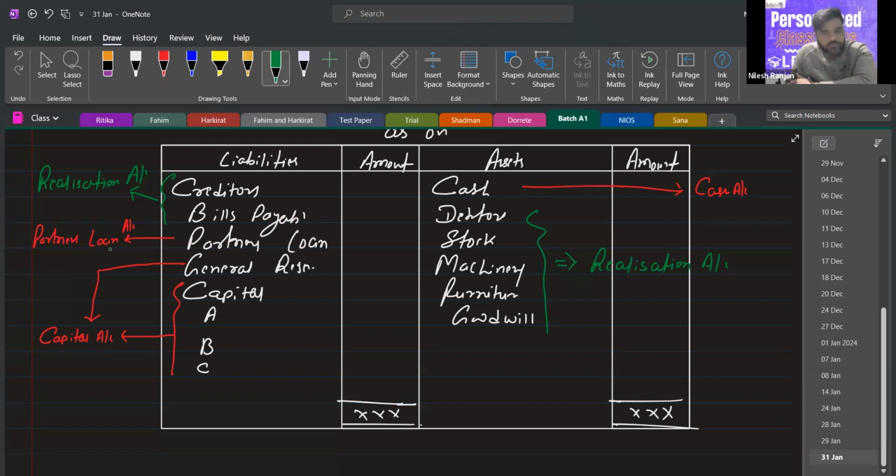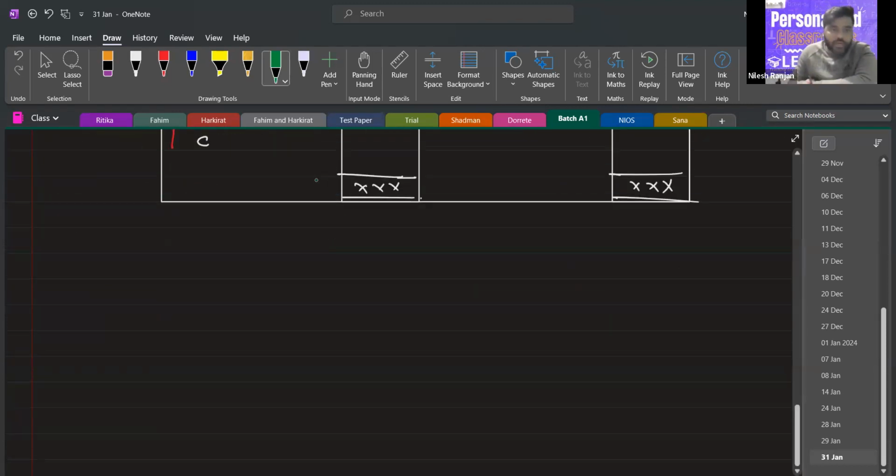And all other items will be transferred and we will pass journal entry.